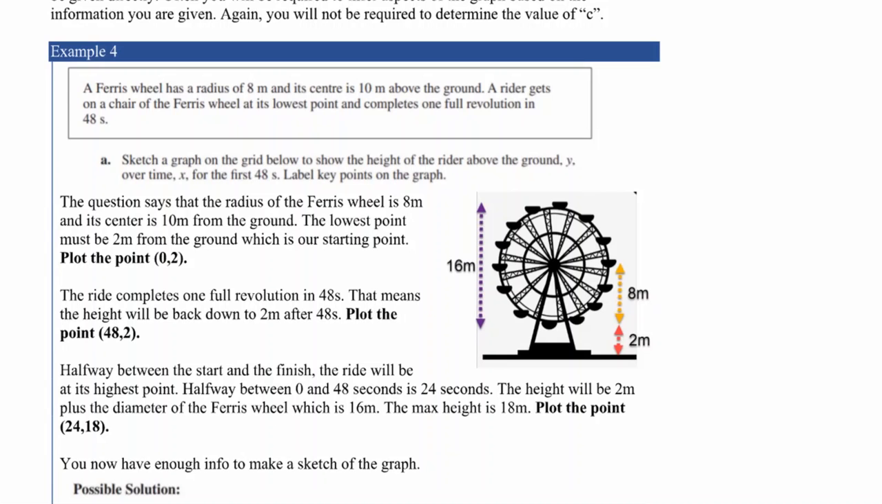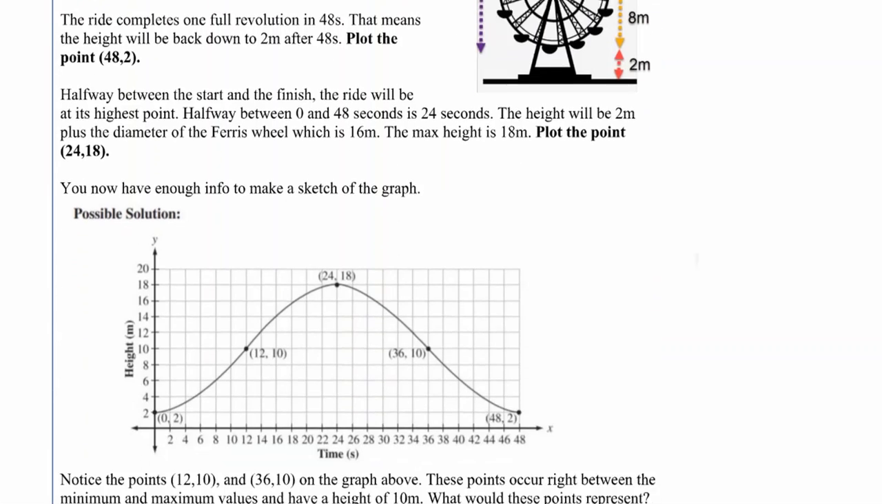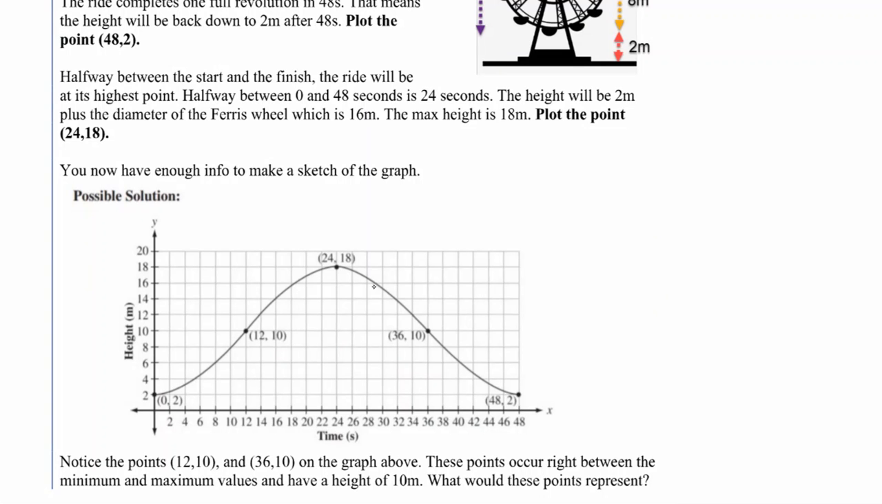So now it says, sketch a graph on the grid below to show the height of the rider above the ground, y, over time, x, for the first 48 seconds. So that's one revolution, right? Label key points on the graph. So how you would do this, right? So if time is where we're starting. I already have it done. I'll just explain the points that we're throwing on here.